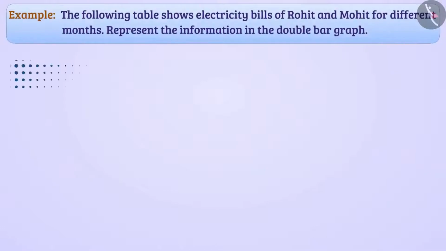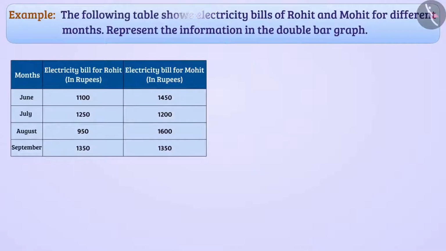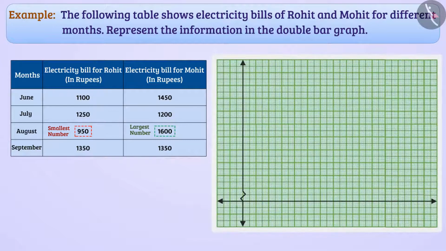Next example. The following table shows electricity bills of Rohit and Mohit for different months. Represent the information in the double bar graph. Observe the statistics. Can you tell me what would be the convenient scale here? Think. Let me tell you, the smallest number here is 950 and largest number here is 1600. So here we do not have to start from 0, but we can take numbers from 900 to 1700.